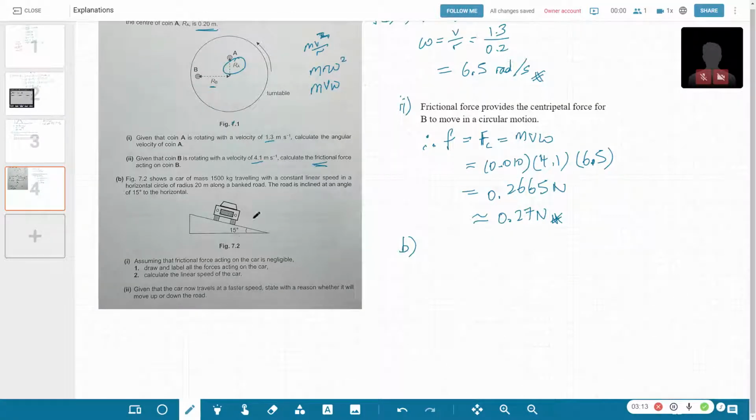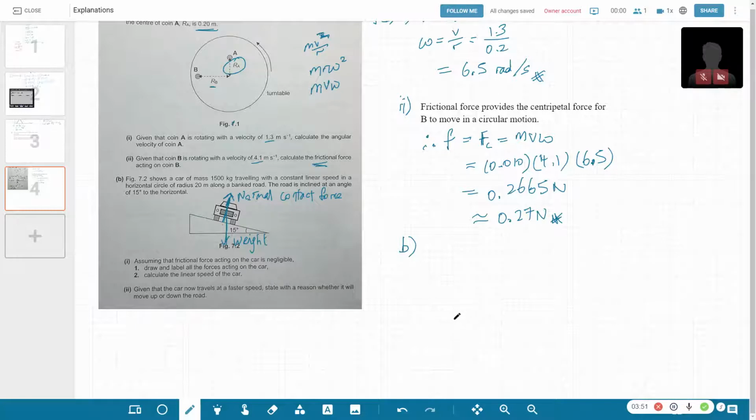Figure 7.2 shows a car that's traveling at constant linear speed. It tells us this is a banked road. So draw and label all forces acting on the car. This is pretty simple. Is there friction? Just check. There's no friction. So without friction, there will just be the normal contact force. You need to write down the normal contact force. You also need to write down the weight of the car. So these are the only two forces acting on the car.